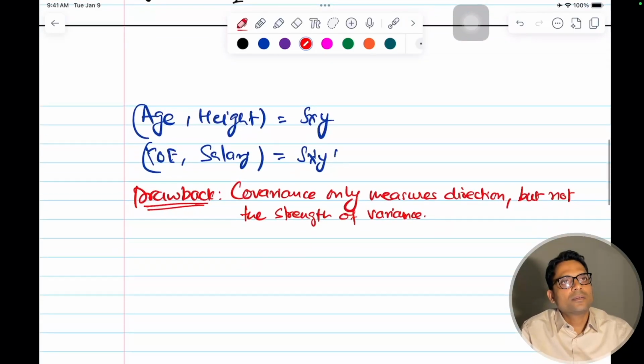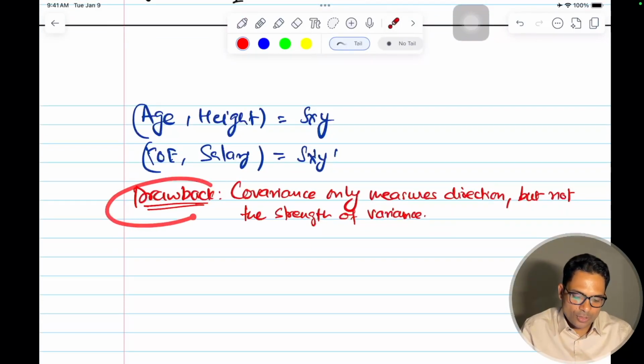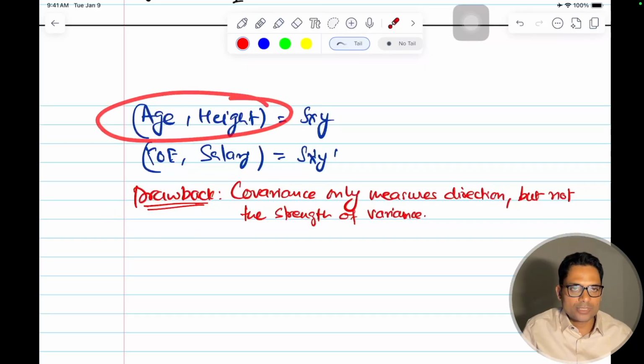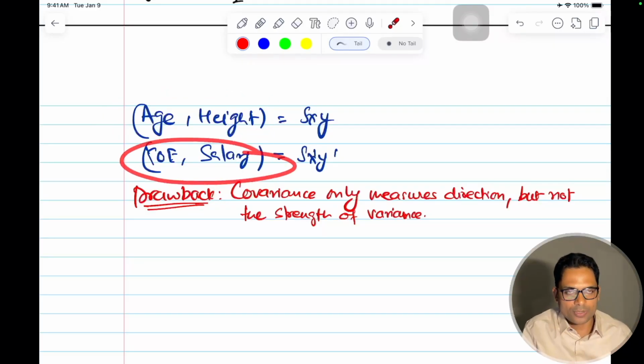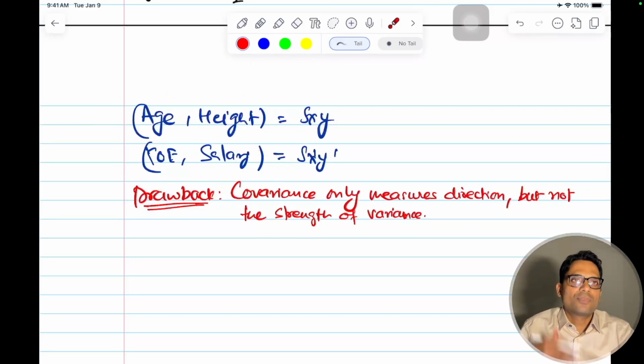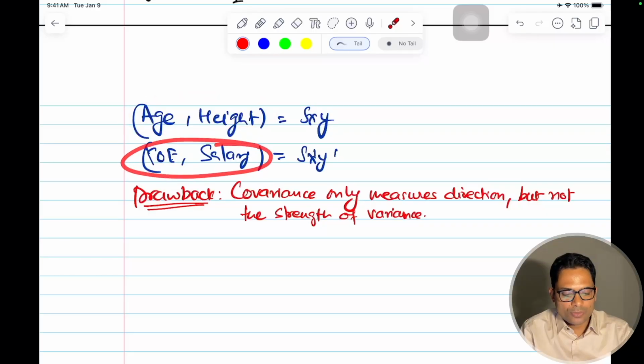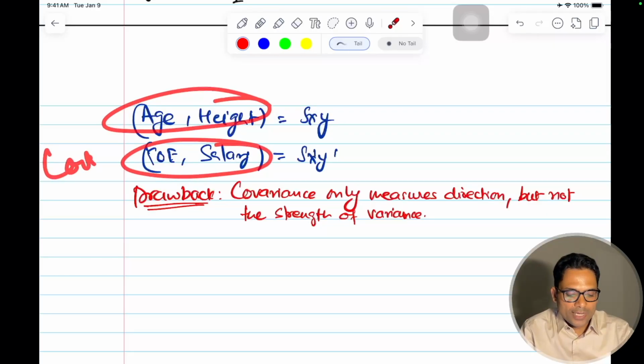Okay, so that's the thing. That's the drawback. It just tells whether they are moving together up or down, but I cannot tell how strongly, whether these are changing more strongly together or whether this is more strongly changing together. And for that we have the next term, which is called correlation. That's why I was not using that word. Whether these two are correlated strongly or whether these two are correlated strongly, just covariance will not tell me.